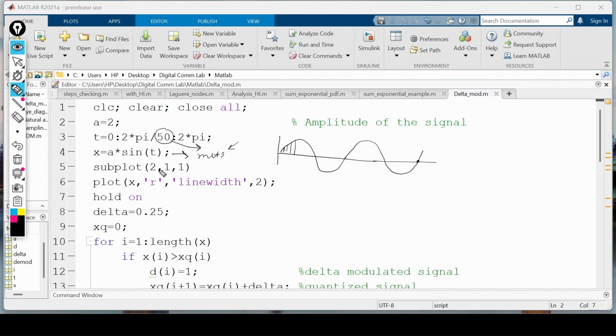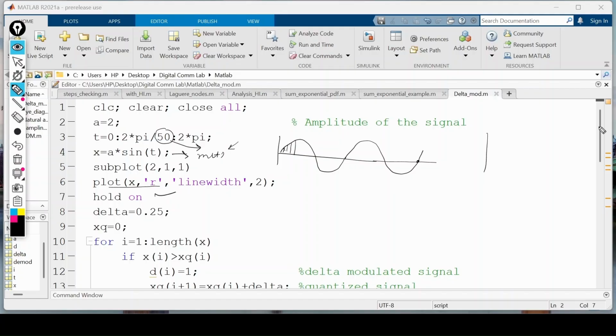So subplot 2 comma 1, I have to plot the signal. That's why I have used this subplot. So I'm plotting this signal first. How to plot the signal I have already explained in my previous video. So if you have any confusion regarding subplot, plot, hold on, etc., you can watch my previous videos first.